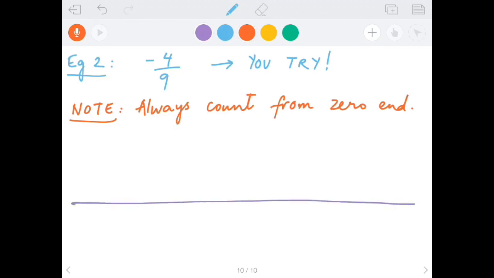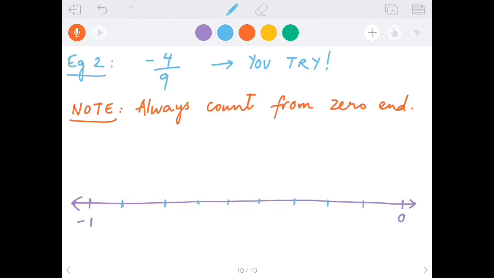Let's draw a number line now. Put an arrow on either side. I'm going to put a 0 on the right side and a minus 1 on the left side. I notice that this has 9 as the denominator. So I'm going to divide this into 9 equal parts. There you go.